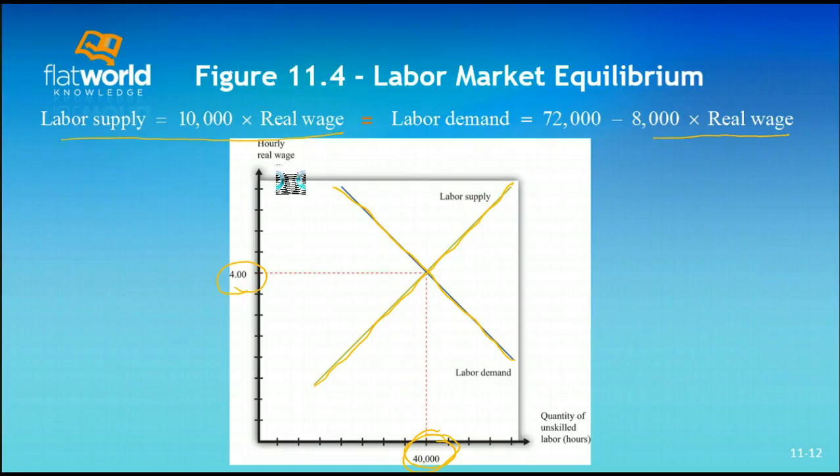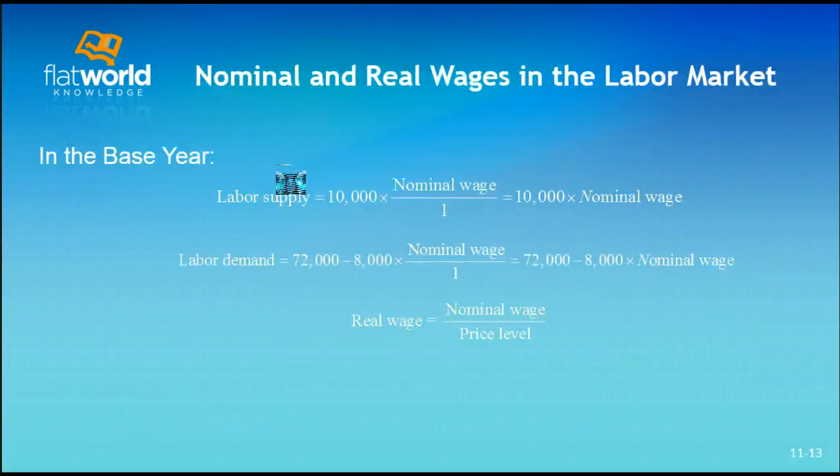Now, let's look at a base year. If I had been looking at any base year, it doesn't really matter what year it is, I want to look at what's the difference between the nominal wage and the real wage. Well, in the base year, my price level is just equal to 1, then labor supply is 10,000 times the real wage, and the real wage always equals nominal wage divided by the price level. Nominal wage divided by 1 is still just the nominal wage. So the real wage equals the nominal wage in the base year.